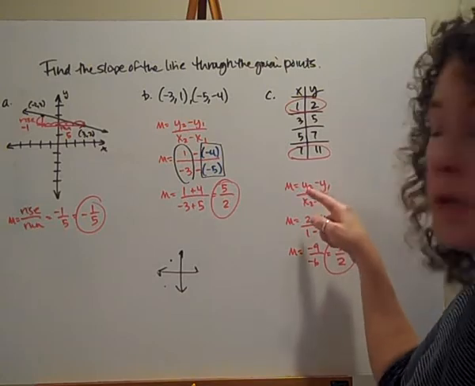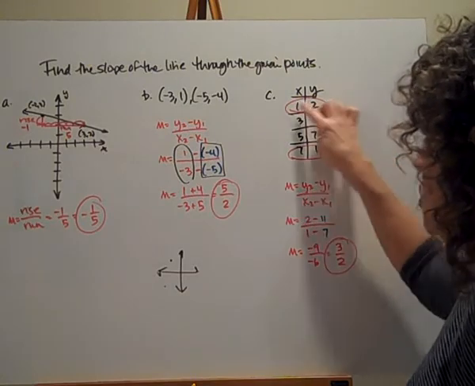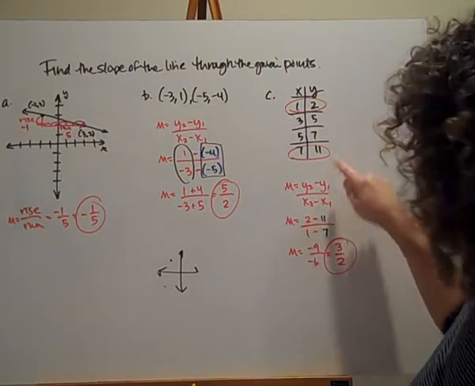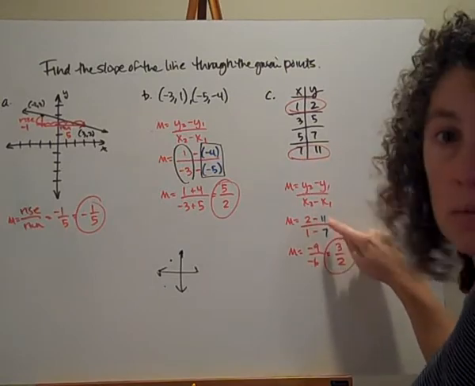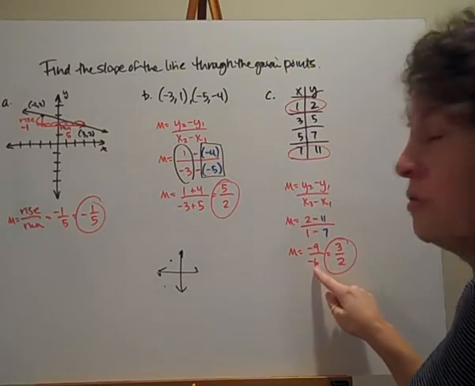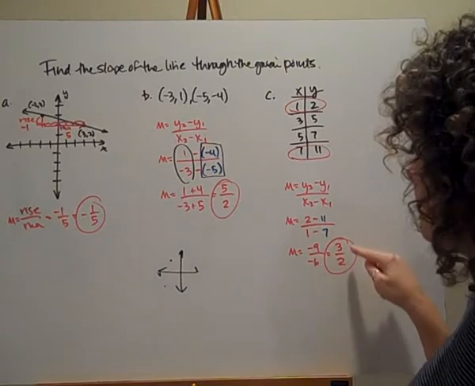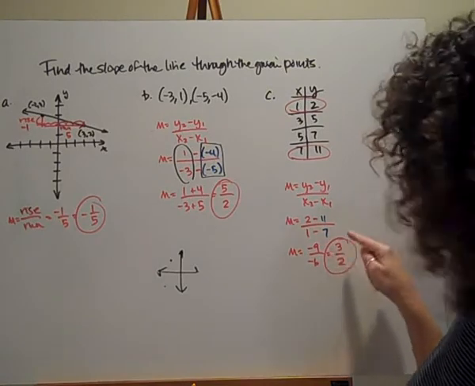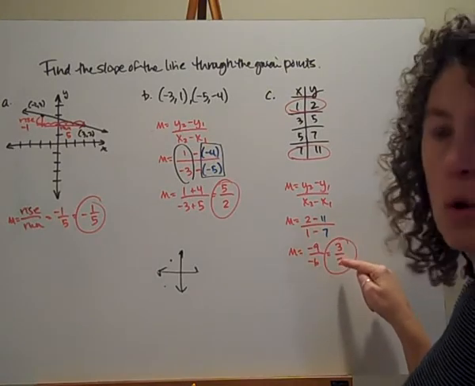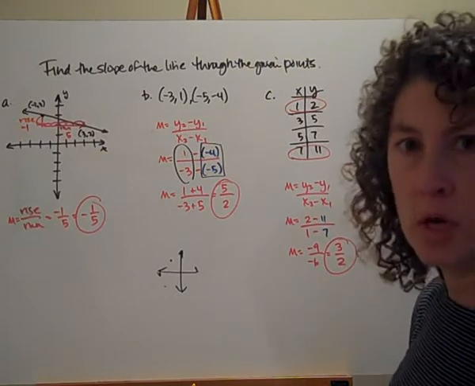I'm going to use my formula here. So again, I'm going to take my 2 and my 1, I'm going to put y over x. I'm going to take my 11 and my 7, y over x. I'm going to subtract. I get negative 9 over negative 6, which when I simplify that, negative divided by negative is positive. 9 over 6 gives me 3 over 2. So I end up with a slope of 3 over 2.